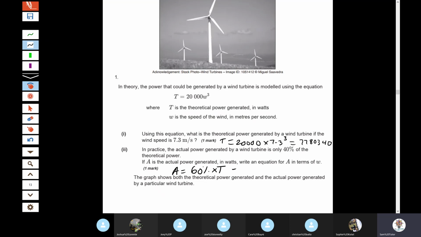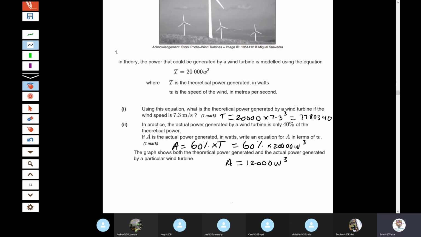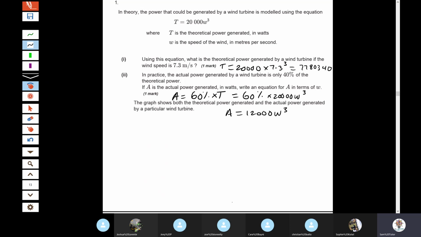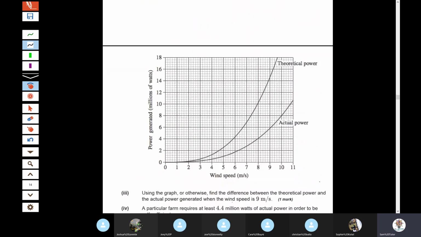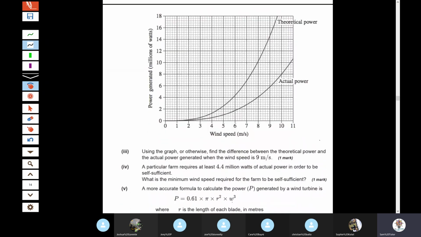And obviously, what does T equal? 20,000 W cubed. And then what's 60% of 20,000? 12,000. So A equals 12,000 W cubed. The graph shows both the theoretical power generated and the actual power generated. Theoretical at the top, actual at the bottom.